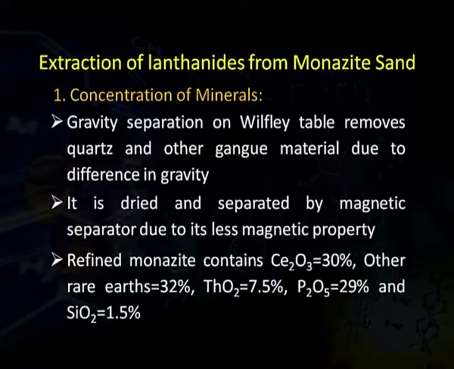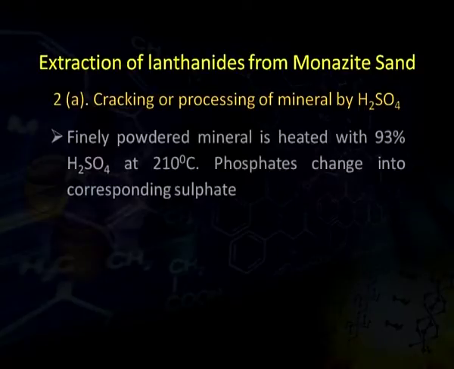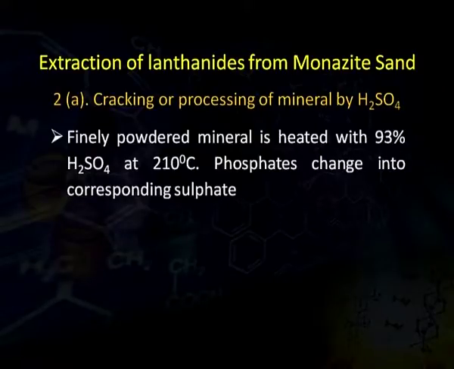Refined monazite contains the oxide of cerium 30% and other rare earths 32%, thorium oxide 7.5%, phosphorus pentoxide 29% and silica 1.5%. The cracking or processing of the mineral by sulfuric acid: finely powdered mineral is heated with 93% sulfuric acid at 210 degree centigrade. The phosphates change into the corresponding sulphates.